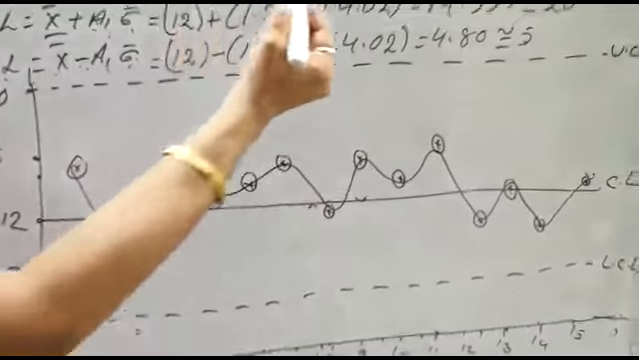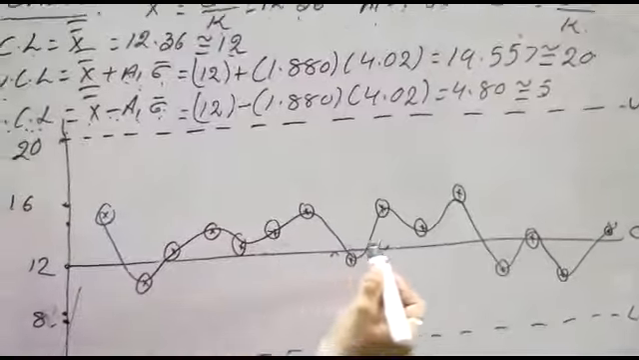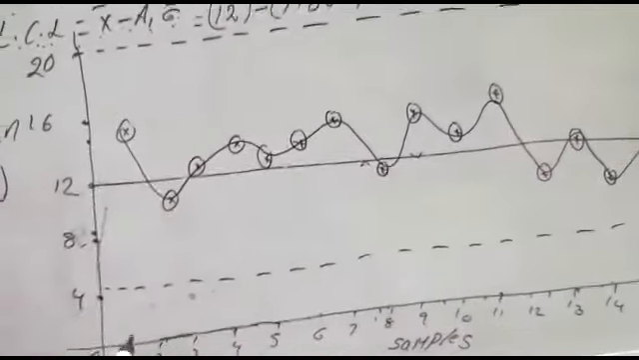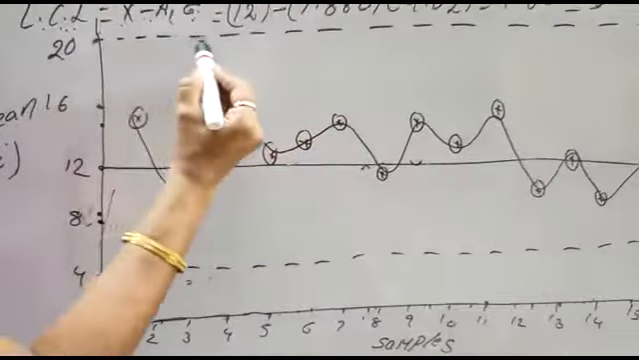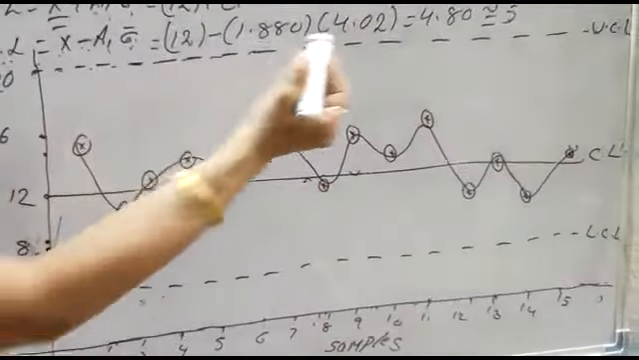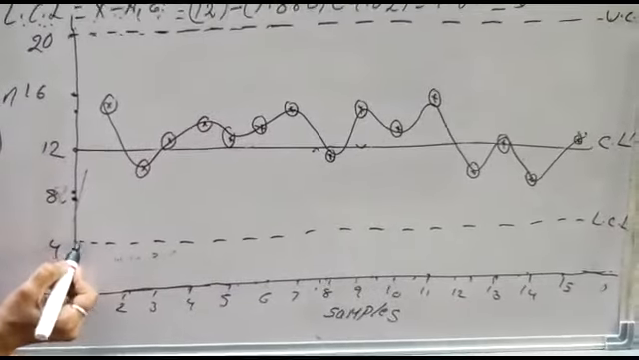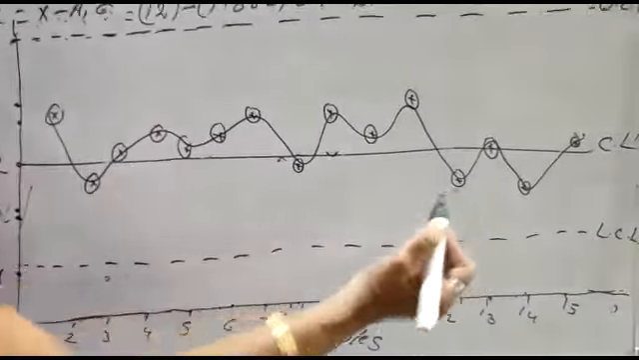Now, first I am keeping the control limit, 12. The control limit is always drawn with a straight, horizontal line. The upper control limit, 20, you can draw with dotted lines. Next, the lower control limit, 5. This is the 5 point, and that is the lower control limit. This one also you can draw with dotted lines only.